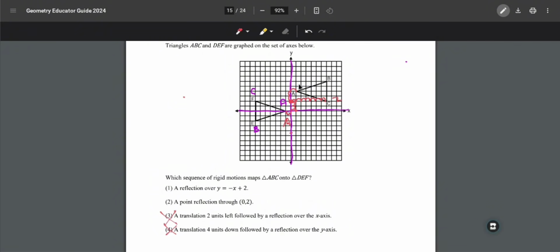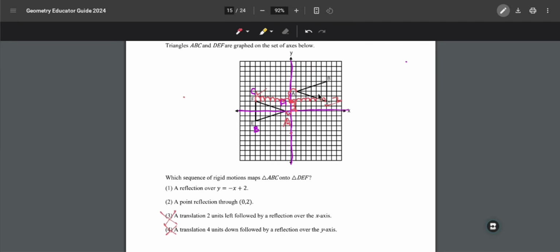7 points to the right. So I'm going to move 7 points to the left. 1, 2, 3, 4, 5, 6, 7. Okay, I get to point F. Okay, this looks like that's going to be my answer. And then I'm going to look at point B.